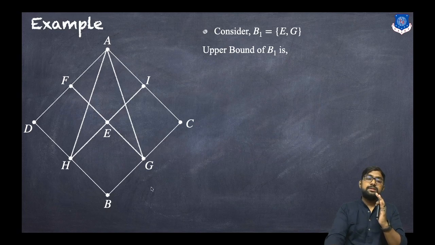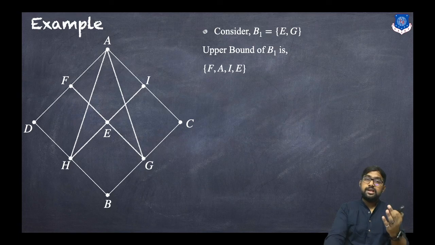Now consider the elements of E and G. Now can we go from G to E? Yes. And can we go from E to E? Yes. So what are the upper points? So what are the upper bounds? That means E, F, A and I. So these many will be the upper bounds.